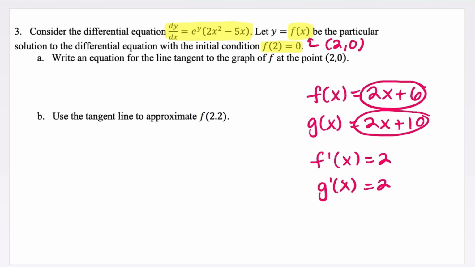Later on, when we start doing something called integration, we're going to take a derivative and we're going to work backwards to the original function. And we're only going to be able to find the exact original function if we have an initial condition. So that's just a little bit of a preview of what's coming next.